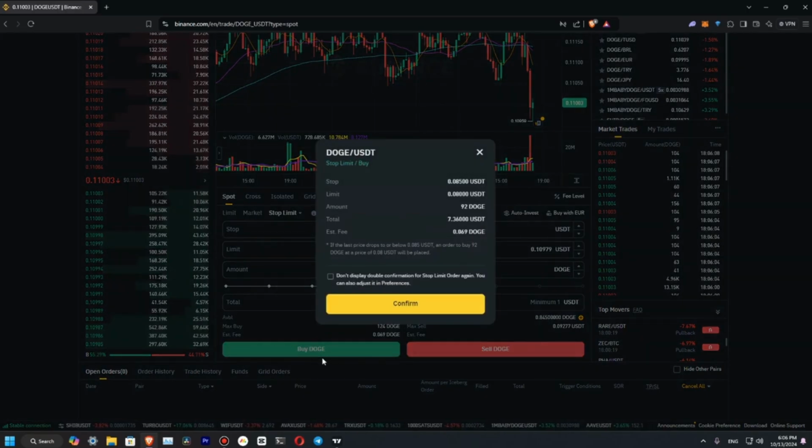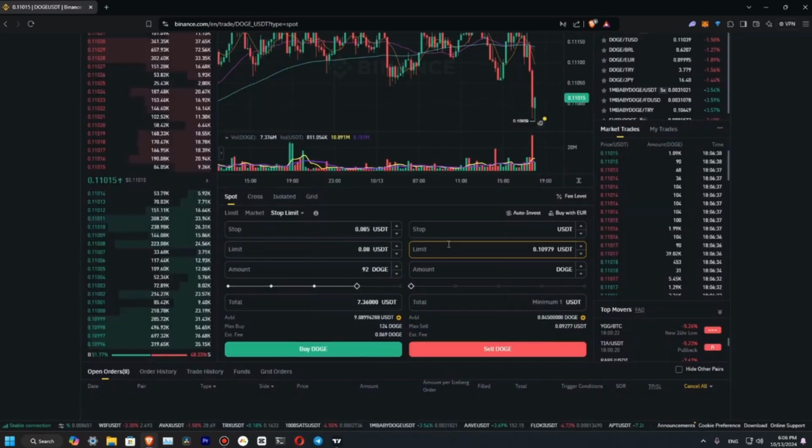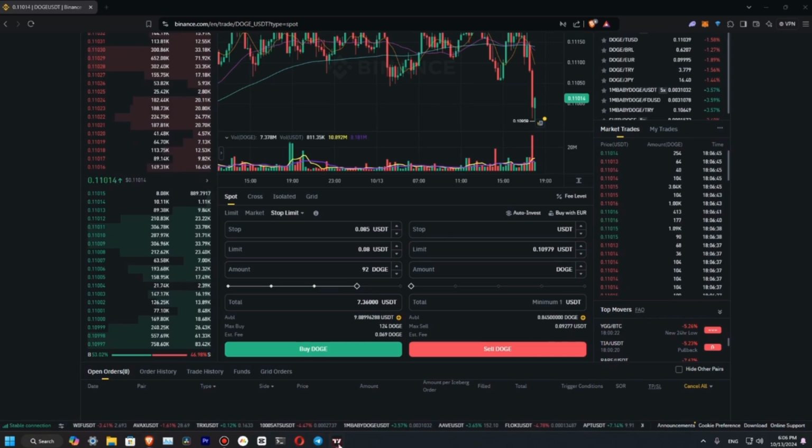And when we decide to buy, here we have our confirmation where we can see the same. Trigger at 8.5 and purchase at 8. Here we have our total amount of dollars that we will use and the estimated fee that we'll pay to the exchange. This type of order is great for profit taking. So let me explain.